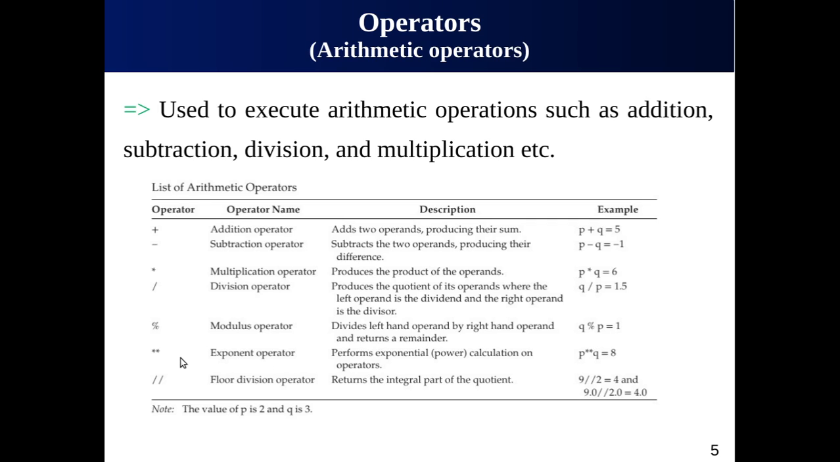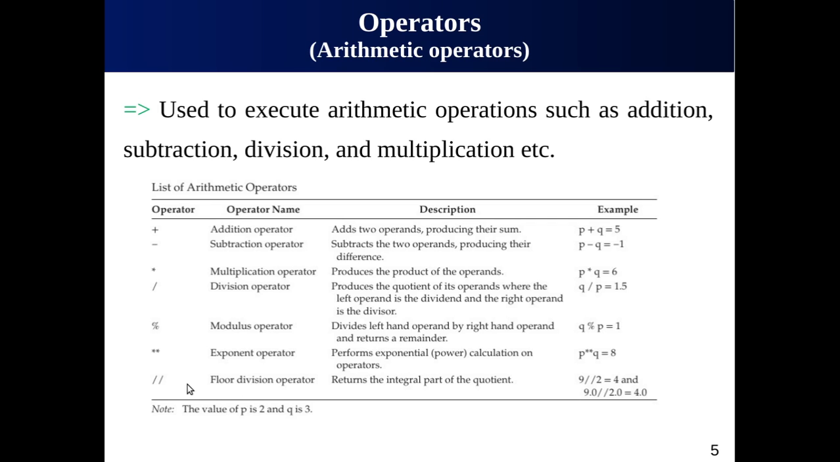For exponent, we have to use double asterisk. So do not confuse single asterisk with double asterisk. Single asterisk is for multiplication in Python, while double asterisk is for exponent. Exponent is also called power. For example, 2 raised to the power 3 will give you 8. 2 multiplied by 2 multiplied by 2, or 2 to the power 3, is equal to 8.